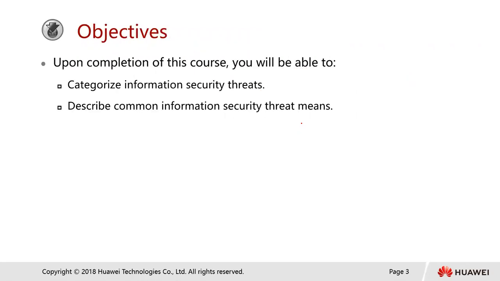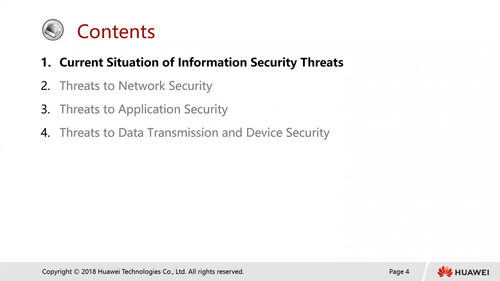Upon completion of this course, you'll be able to categorize information security threats. You'll be able to describe common information security threat means, and we are going to see the different categories later on in the next few slides. But basically, this particular course looks at these threats. So when someone says a threat, what comes to your mind? We looked at this previously, but let me throw the question back to you again. When I say a threat, what comes to your mind?